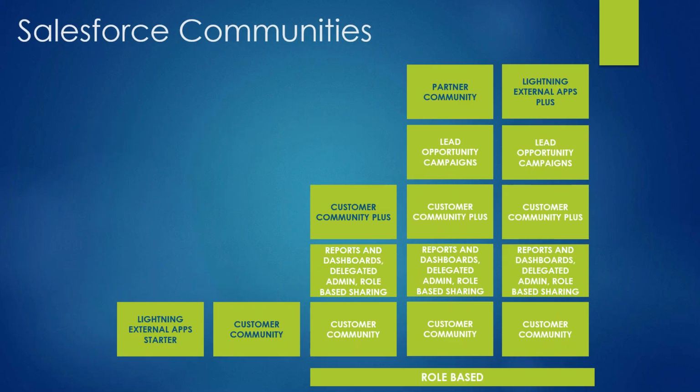So if I put it in the order where it piles up, the Lightning External App Starter and customer community are quite isolated, because the Lightning External App Starter is completely based upon custom objects. But if you look at the customer community, then the whole access level piles up for the customer community plus and partner community. And the Lightning External App is kind of equivalent to the partner community, but there are some differences which I'll talk about in a few seconds.